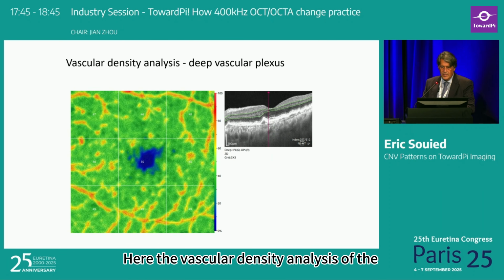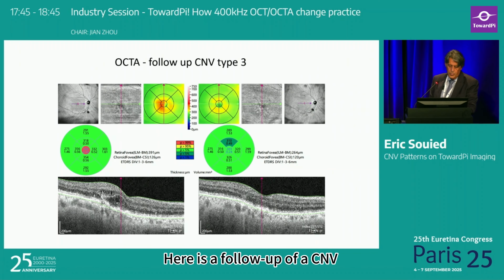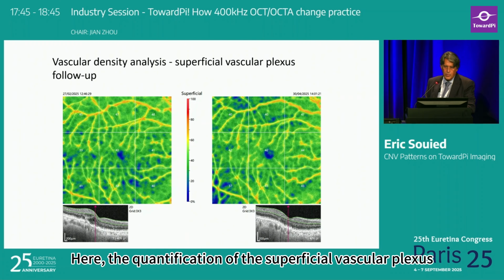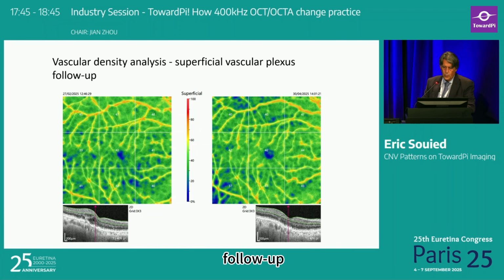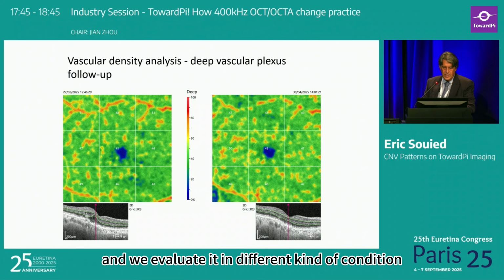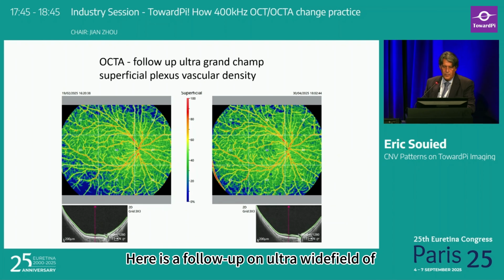Here, the vascular density analysis of the deep vascular plexus and the choroidal vascular plexus. Here is a follow-up of CNV with the quantification of the central retinal thickness. Here, the quantification of the superficial vascular plexus, the follow-up. We see that for CNV, it does not change before and after the treatment. And we evaluated in different kinds of conditions. Here, the follow-up on ultra-wide field, the superficial plexus vascular density.